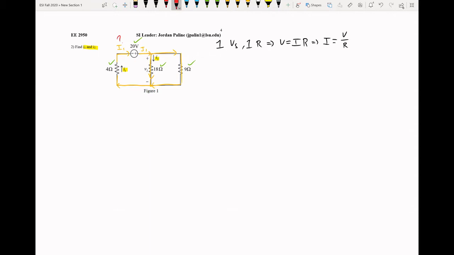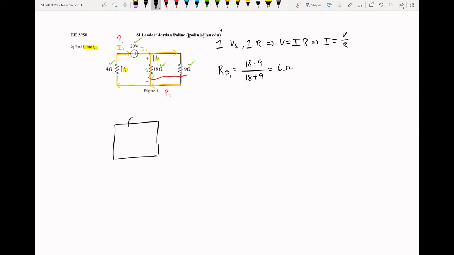We see here that we have these two resistors. They look like they're in parallel. So we'll just call that parallel 1. And then over here we'll say R parallel 1 is equal to 18 times 9 over 18 plus 9. Okay. And that's going to be equal to 6 ohms.